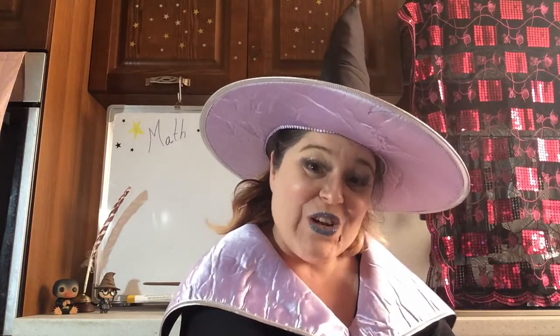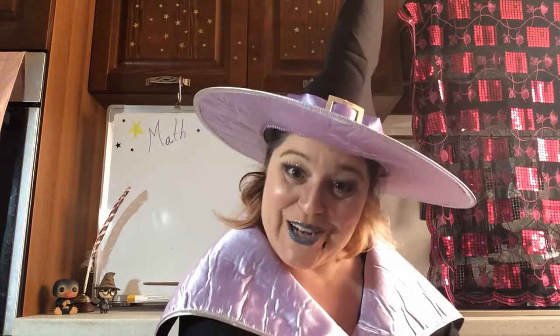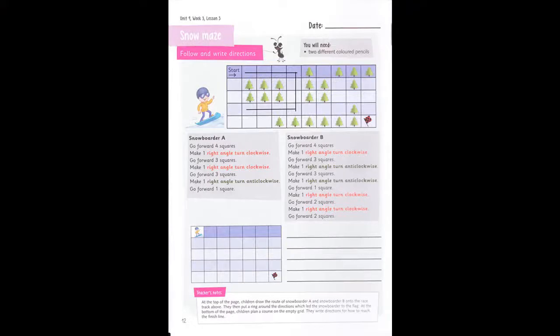So now let's take a look at Snowboarder B and draw those instructions on the map to see if they are the correct ones. Here we go. Okay, now looking at these 2 sets of instructions, I can see that the first instruction is the same for both of them. Forward 4 squares. So let me draw a line going forward 4 squares. Okay, make 1 right angle turn clockwise.